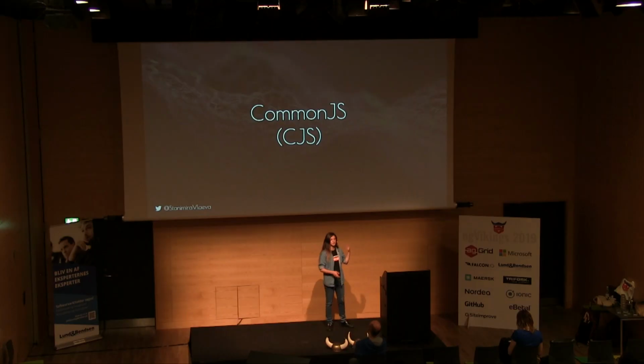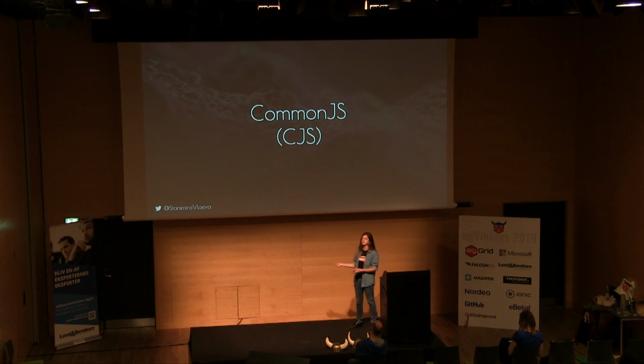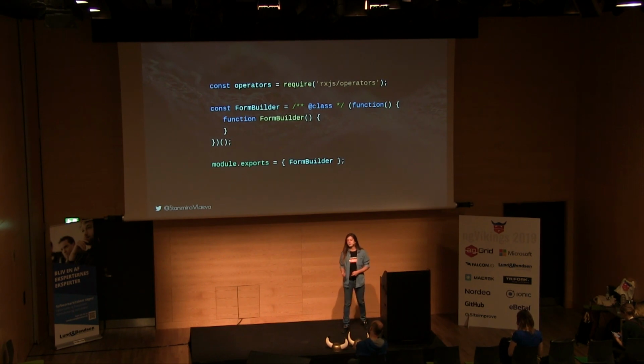So at some point of time, after Node was created, or before that, they created CommonJS, or the CJS standard. And this is not a standard that is part of the JavaScript or ECMAScript language. It's just a specification that Node implements, and it's basically baked into Node. And this is how it looks like.